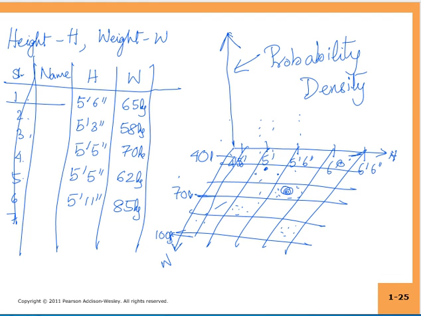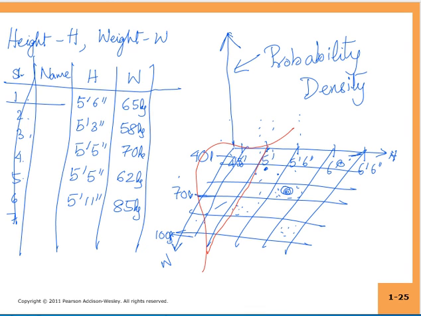So we will take only this line and we will cut the hill over here. You may get a distribution of weight for all the people who have a height of 5 feet. You may get a distribution of weight which is like this.